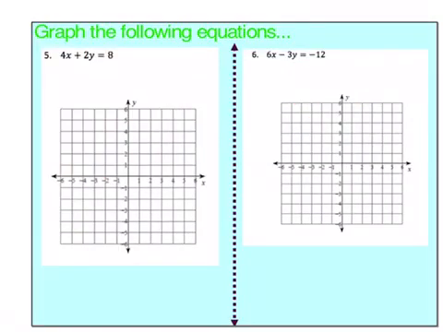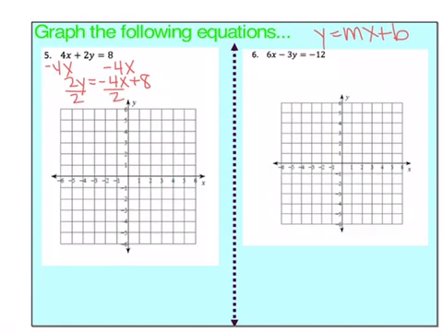So 5 and 6 are very similar. Again, we need to be in slope-intercept form, so we need y equals mx plus b. So we got to get the y alone before we can graph anything. So I'm going to go ahead and move the x over first. So I'm going to subtract 4x since it's positive. So I get 2y equals a negative 4x plus 8. And then to get rid of the multiplying by 2, we divide by 2.